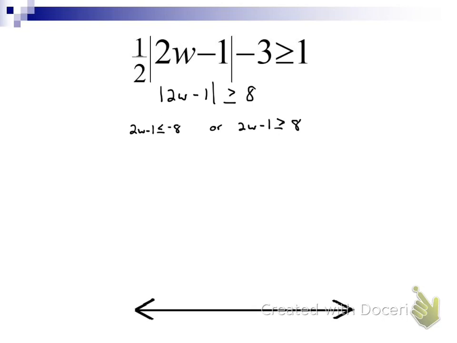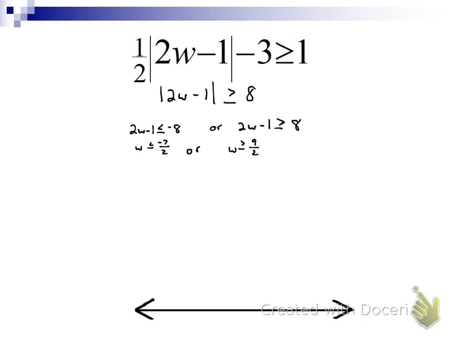Now I'm going to solve one and then the other. Here I'm going to add 1, divide by 2. W is less than or equal to negative 7 halves. Or, I'm going to add 1, divide by 2. W is greater than or equal to 9 halves, right? I haven't answered it yet because I want to answer in interval notation, but I am going to graph it next.